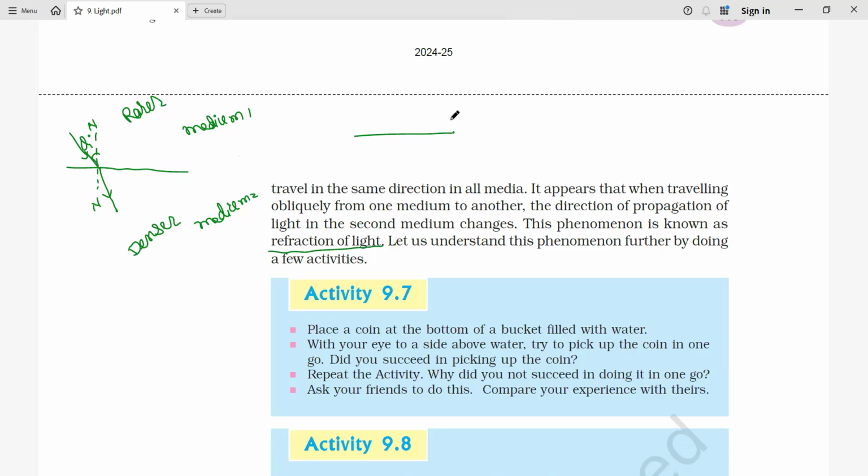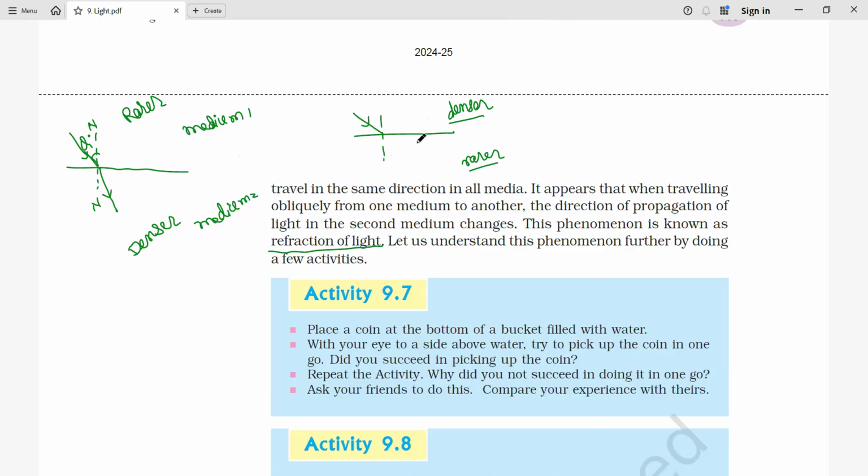if medium 1 is the denser, suppose for example, and here we have the rarer medium. So denser and rarer here mean optically denser, not on the basis of mass. Later we will see how rarer and denser medium are differentiated on the basis of refractive index. Here the light is going to come in this way.